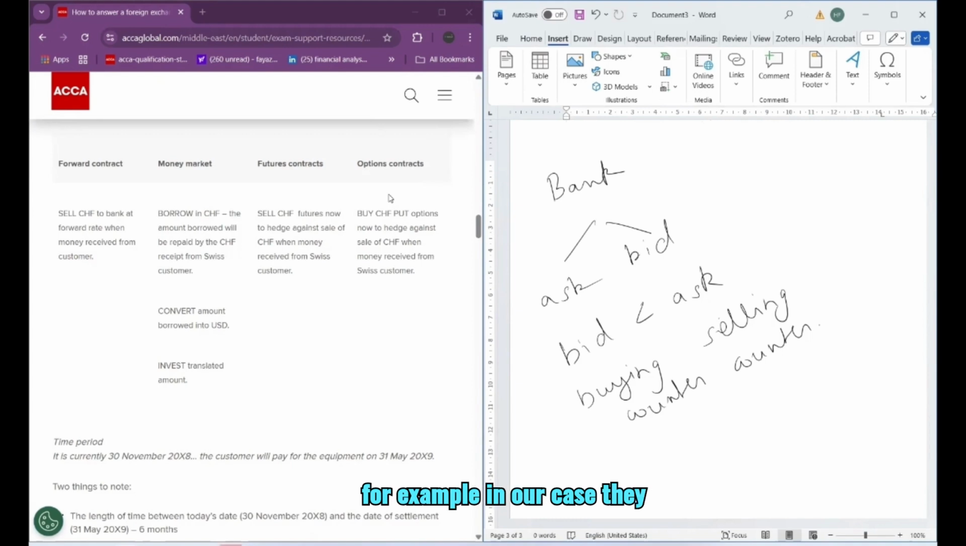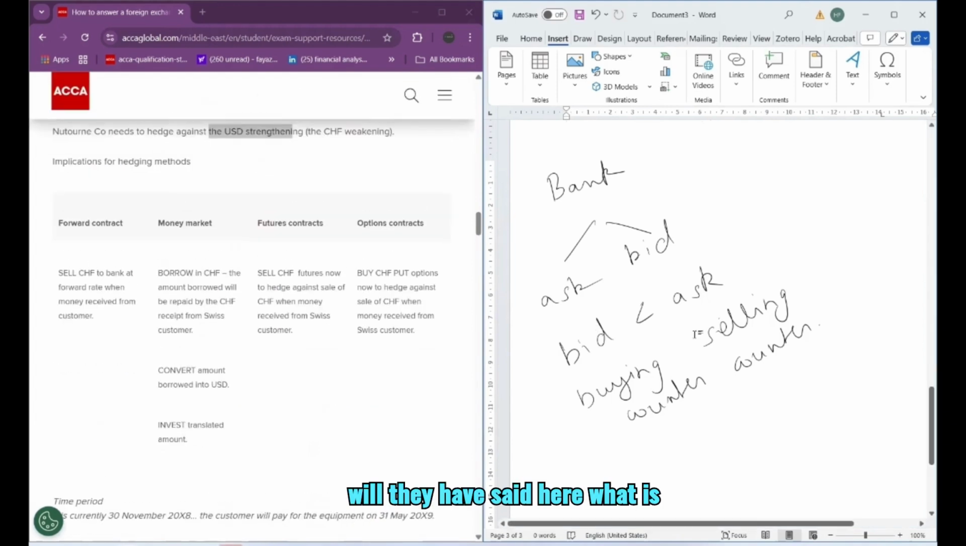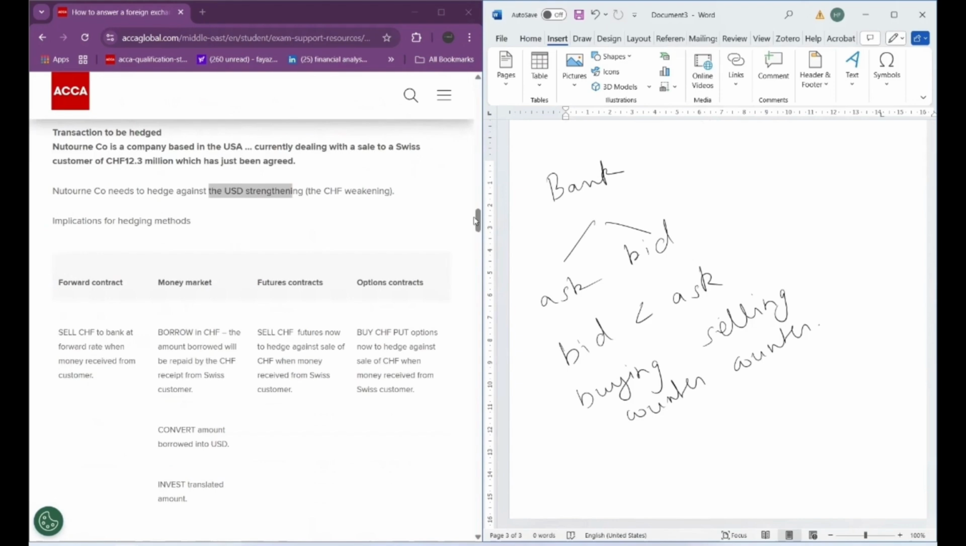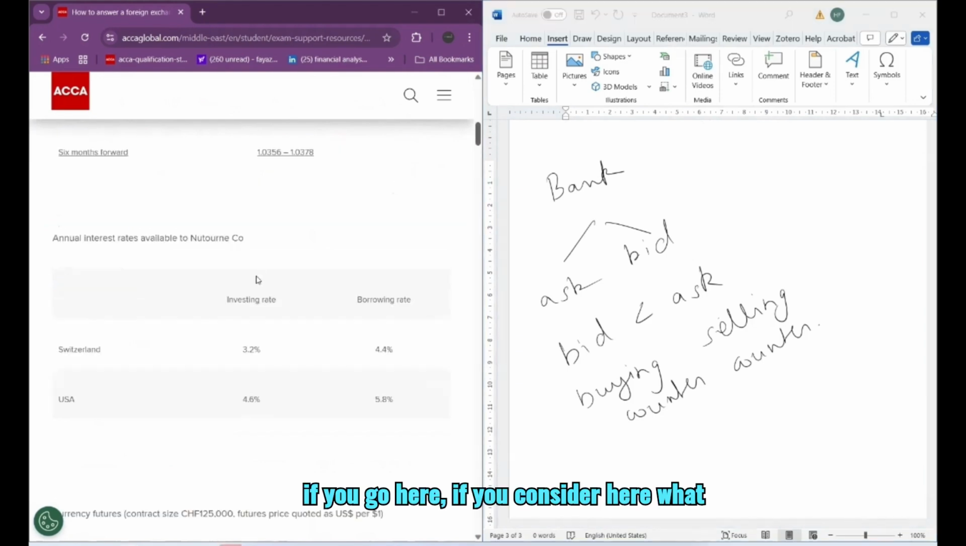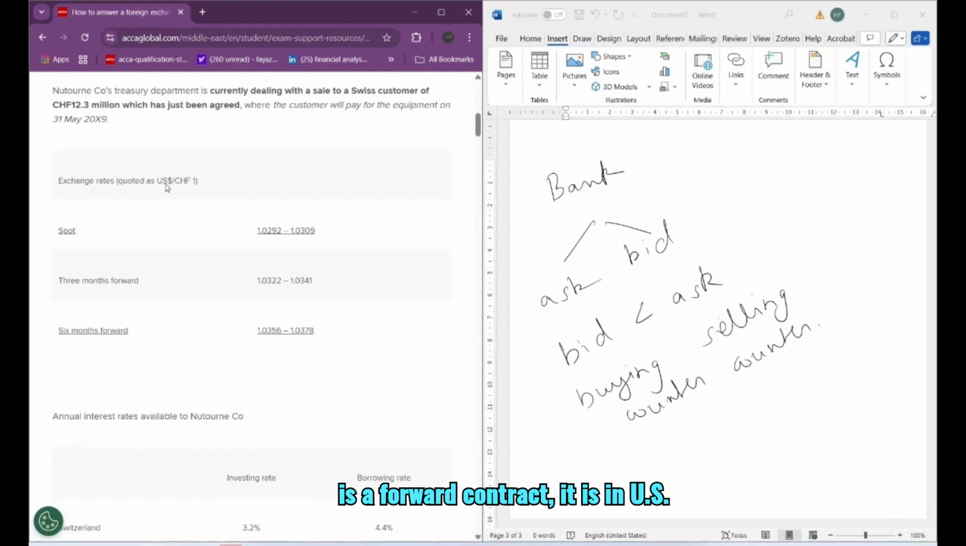So for example, in our case, what is the counter currency for us in the forward contract? If you consider here, what is a forward contract? It is in US dollar to CHF. CHF is the counter currency. They are going to sell. We want to sell the counter currency to the bank.